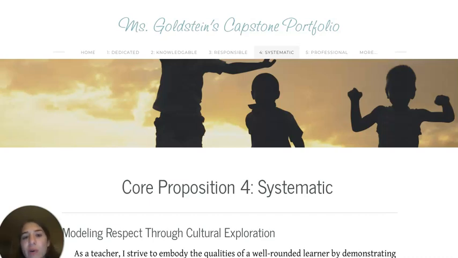Core Proposition 4 is about being a reflective and growing teacher. To me, this means always learning, improving, and adjusting to meet the needs of my students. As an educator, I believe that one of the best ways to teach is by modeling the behaviors we want to see: respect, empathy, curiosity, and openness. These values help create a classroom where students feel safe and respected.